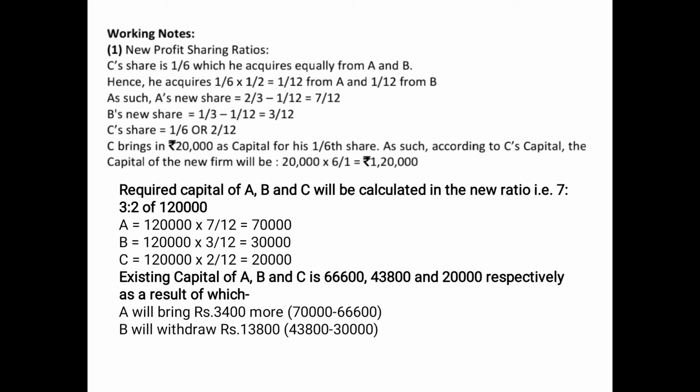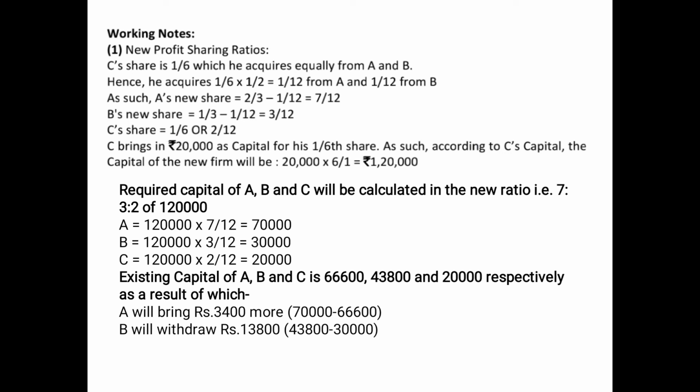Step number 2, you will divide this total capital of the new firm in the new PSR, that is 1,20,000 in the ratio of 7 is to 3 is to 2. So the required capital of A will be 70,000, B will be 30,000, and C will be 20,000. After calculating required capital, third step is the existing capital of A, B, and C, which you have already calculated from the capital account. The existing capital of A is 66,600, B is 43,800, and C is 20,000 respectively.